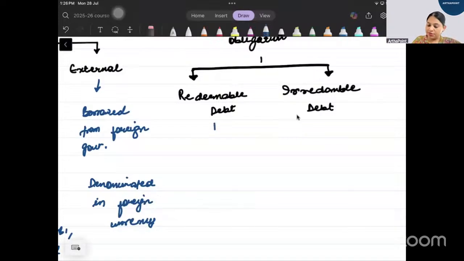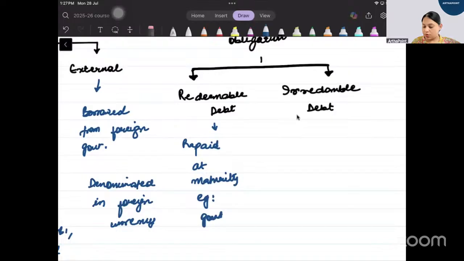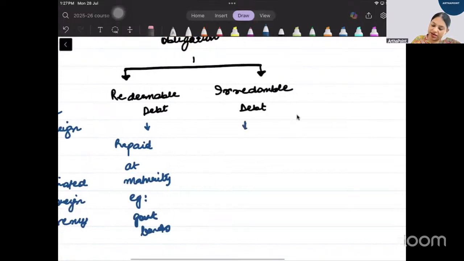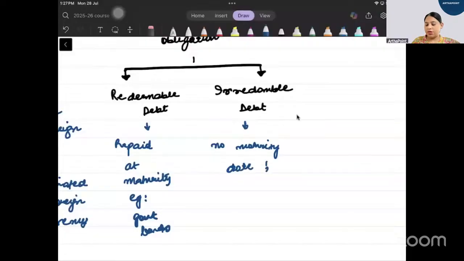So this is repaid at maturity. Example, government bonds, right? And this has no maturity date, right? Only interest is paid. Only interest payment is done, right?